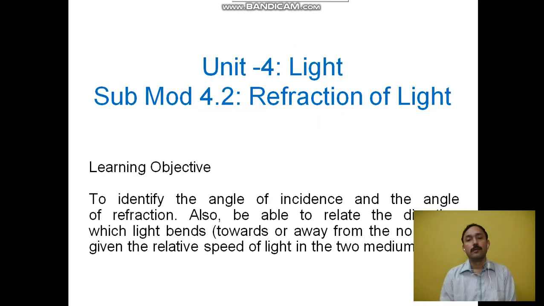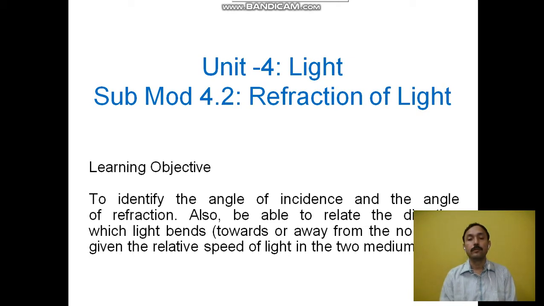Now, this chapter, refraction of light, falls under Unit 4 of light in the Diploma syllabus. The learning objective is to identify the angle of incidence and the angle of refraction, and also be able to relate the direction in which light bends towards or away from the normal, given the relative speed of light in the two media.